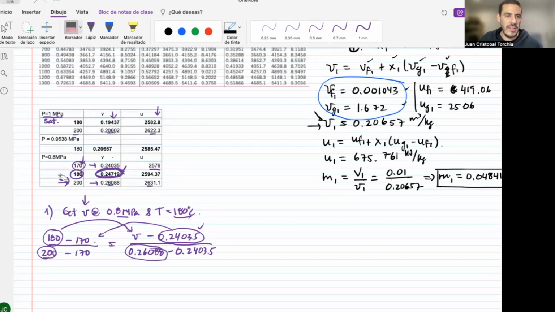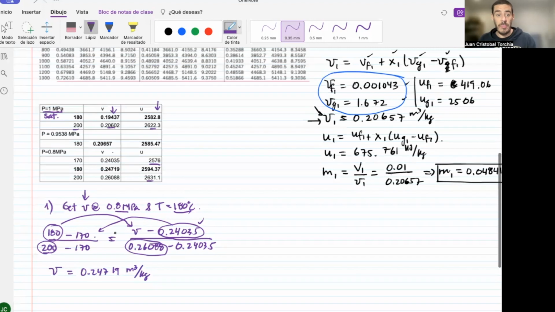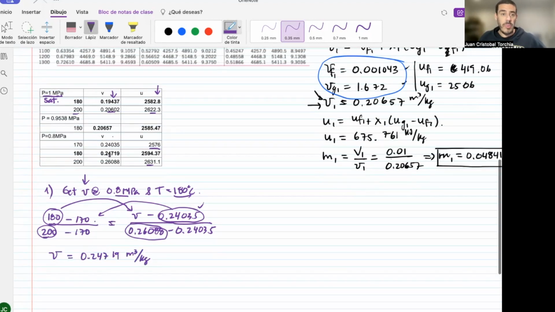So if I clean this one up, maybe you can see what I have done there. Okay, so in this case, you have this specific volume. This specific volume, which is at 0.8 megapascals at 180 degrees Celsius, is actually equal to, if I'm not wrong, 0.24719. This is not solving the problem. I'm just building the problem. So this is my first part. I already have something that I need, okay?